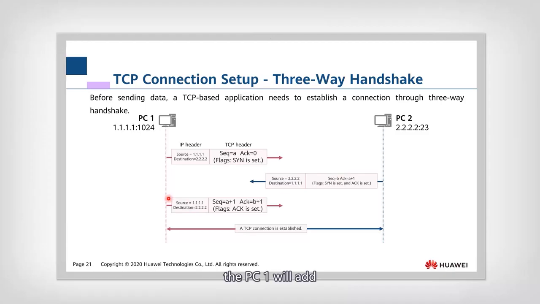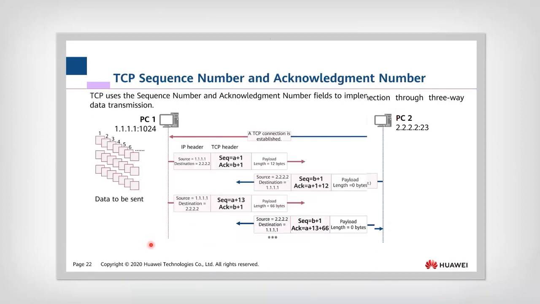Then, on receiving this message, PC1 sends an acknowledgement back to tell it: okay, I got it. Now a connection is established. We call this a three-way handshake: one, two, three. After this handshake, the two PCs have agreed on this connection.